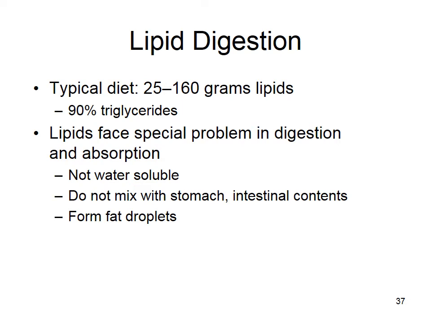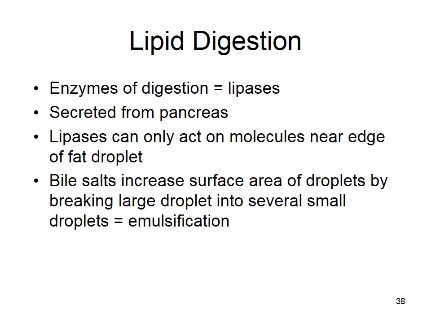Vast majority is triglycerides. Okay, the enzymes you have for digesting fat are lipases, and the major lipase is secreted from the pancreas. Okay, lipases are proteins. Proteins are water soluble, so they can only work at the edge of the fat droplet. So we have to emulsify our dietary fat, and bile salts do that.